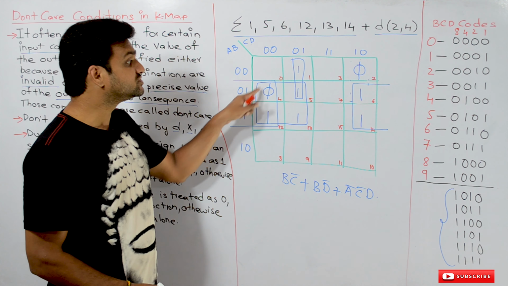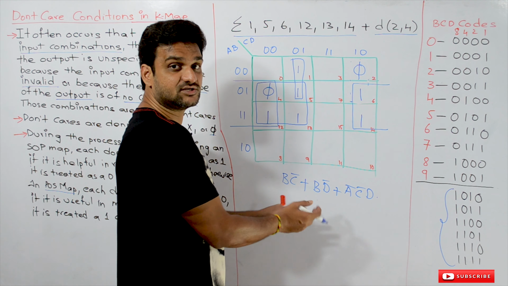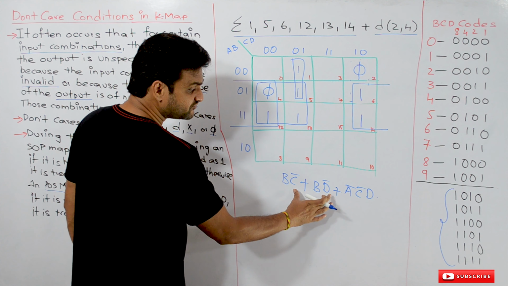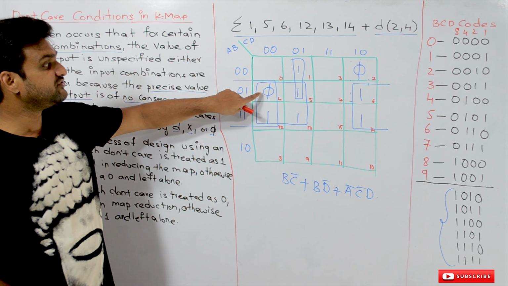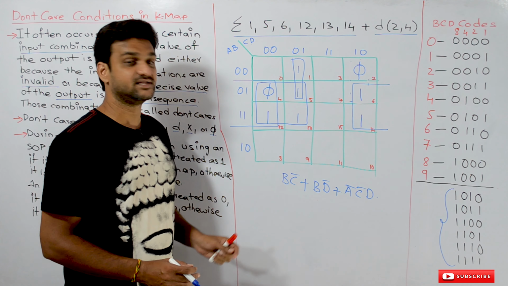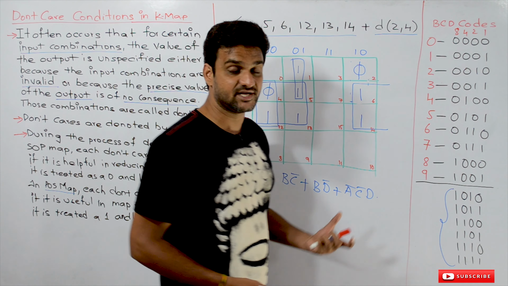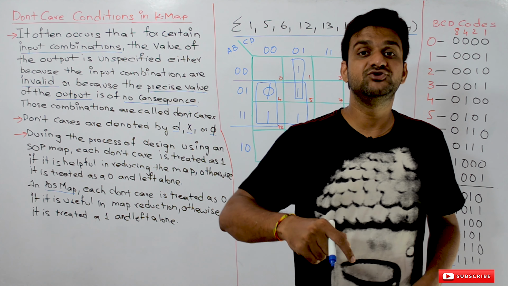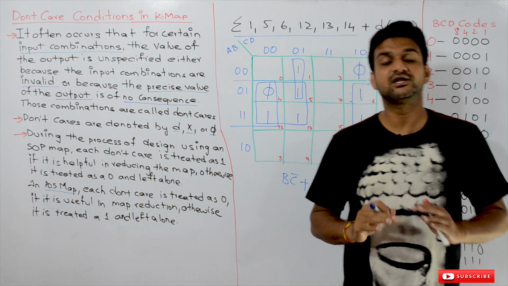But if you don't use the don't care, are we going to get this level of minimal solution? No, we are not. We will get an expression which is a little bit bigger than this. Try this example without the don't care conditions. It may have more terms and more literals in each term. In this way, the don't cares can be used in minimization in the K map. Hope you got clarity on this concept.